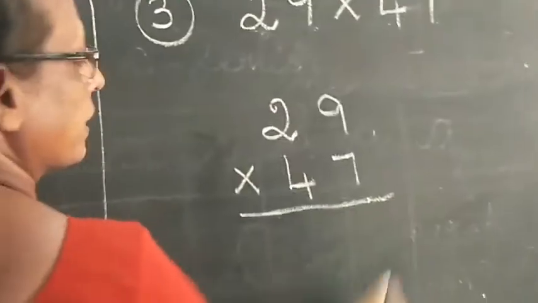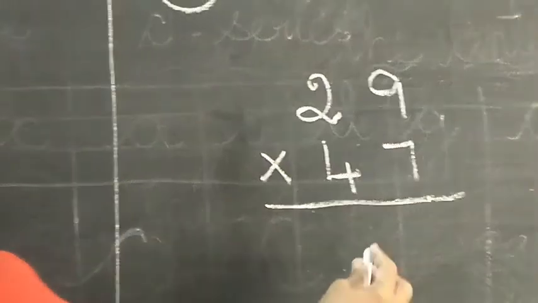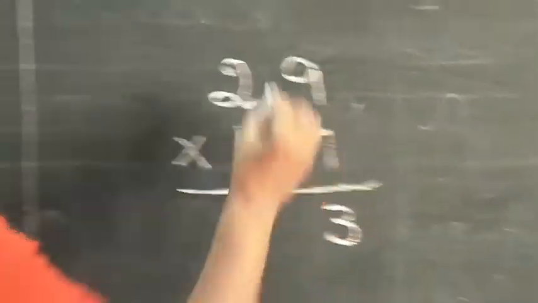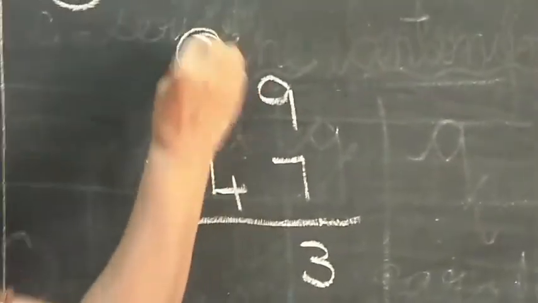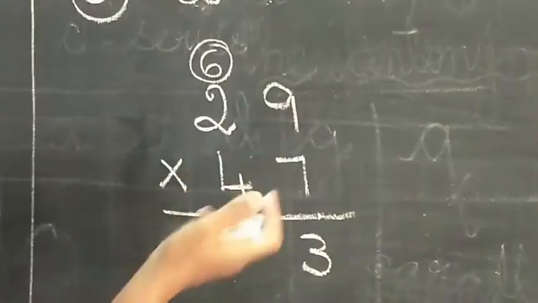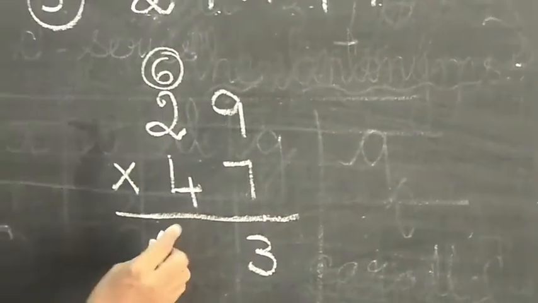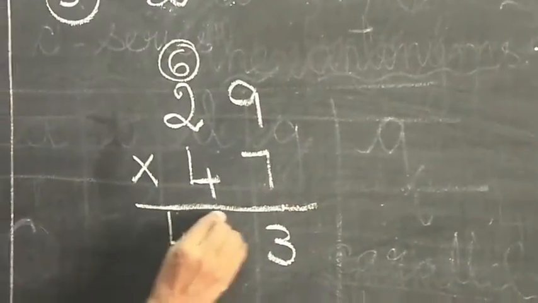So, first itself we have written the 7 tables, isn't it children? I think you will be thorough. 7 nines are 63. And 4 nines are 36. 36 plus 6, 37, 38, 39, 40, 41, 42. So, you have to write 42 as it is.